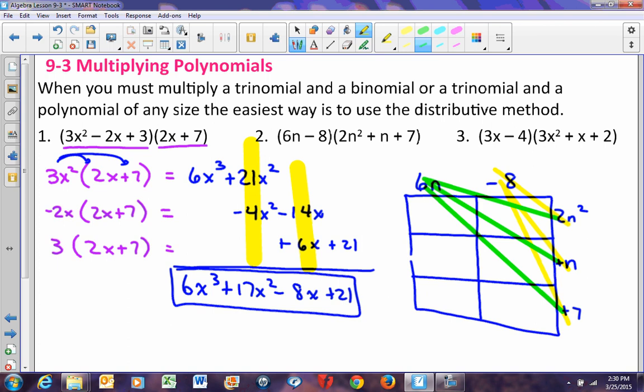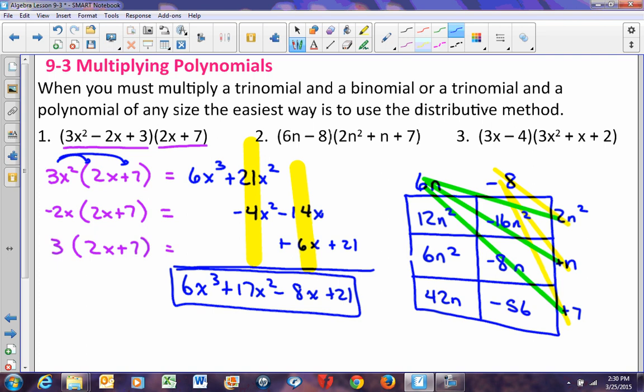Okay, I know I go all over the board, and hopefully you can follow this. Okay? And it doesn't matter if you do the green first or the yellow first. Okay, so I can do 6n times 2n squared is 12n squared. 6n times n is 6n squared. 6n times 7 is 42n. Negative 8 times 2n squared is negative 16n squared. Negative 8 times n is negative 8n. Negative 8 times 7 is negative 56.